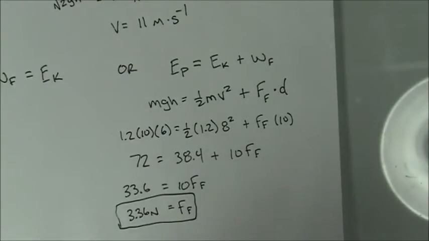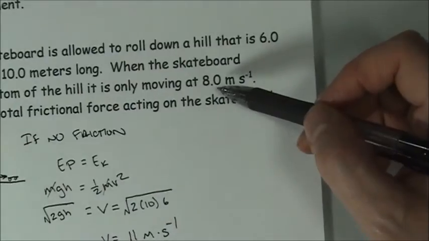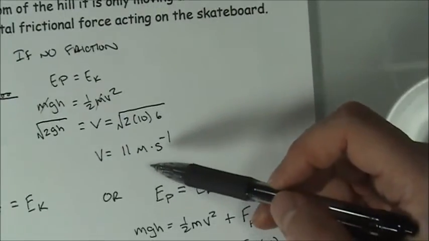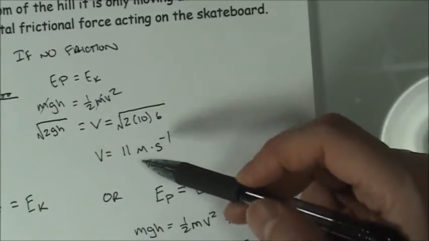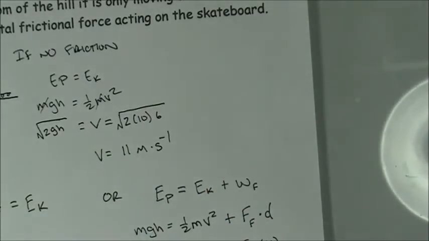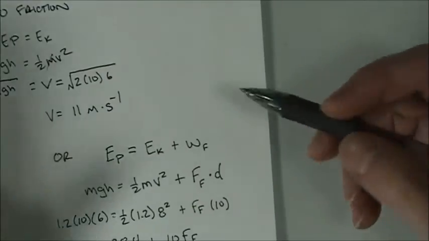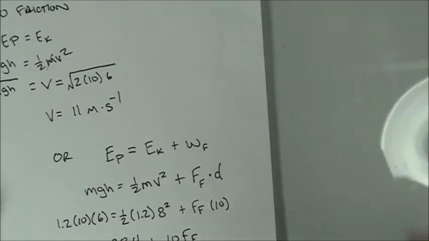Now we could have alternatively done something a little bit different. At the bottom, we had a kinetic energy that corresponded to 8 meters per second, but we should have had a kinetic energy that corresponded to 11 meters per second. So what I might have tried to do was to look at the difference in kinetic energy from what I should have had compared to what I did have, and that of course represents missing energy. And what is the name of that missing energy? The work done from friction.